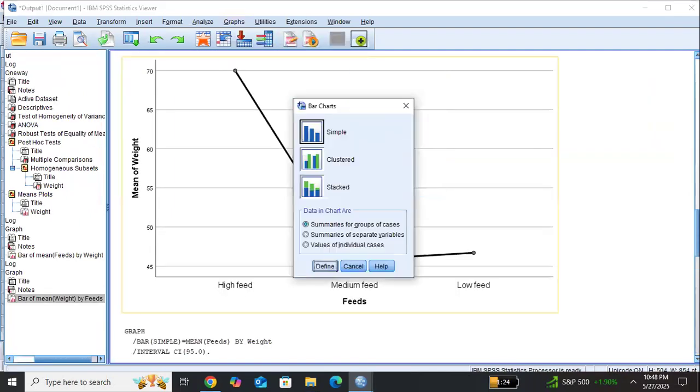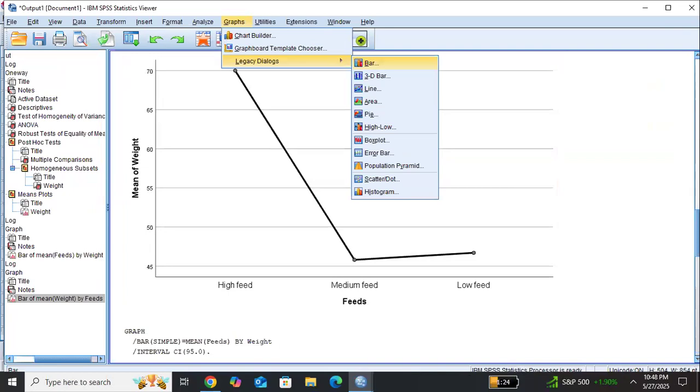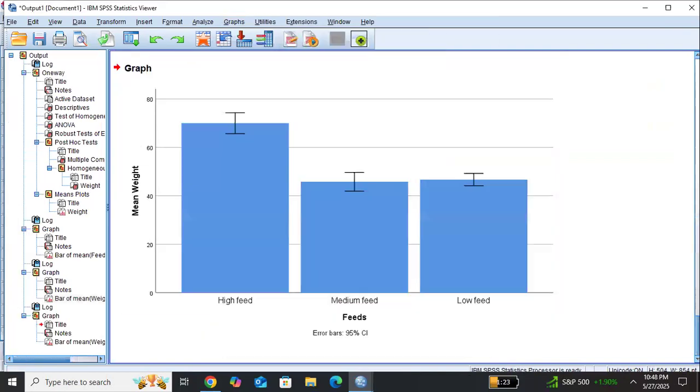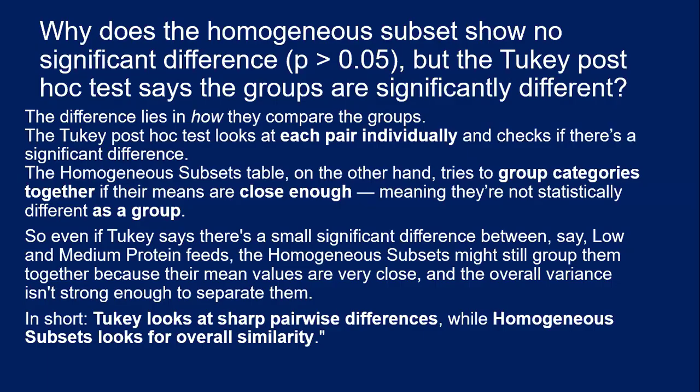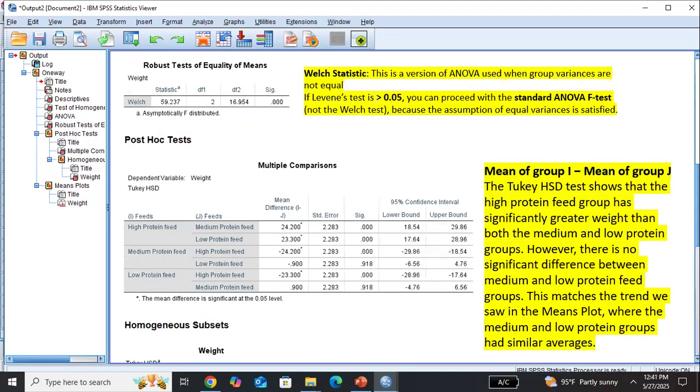One more thing. So again, for graphs, you have to go to legacy, bar, simple. So these are all hacks you will learn when I give you this PowerPoint presentation. Here you can see that there are differences between the groups, and medium and low groups are almost lying at the same level. So one more thing we can do instead of applying post hoc analysis, when you are just comparing means of three groups.